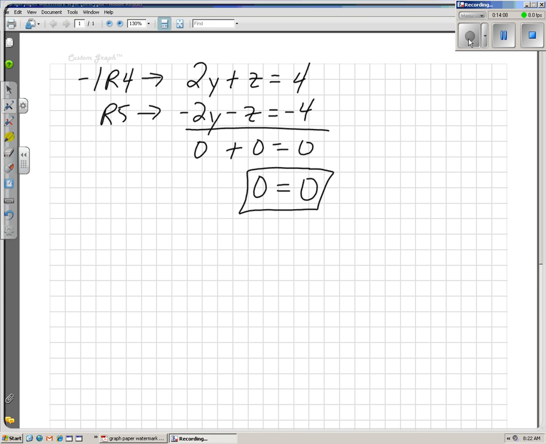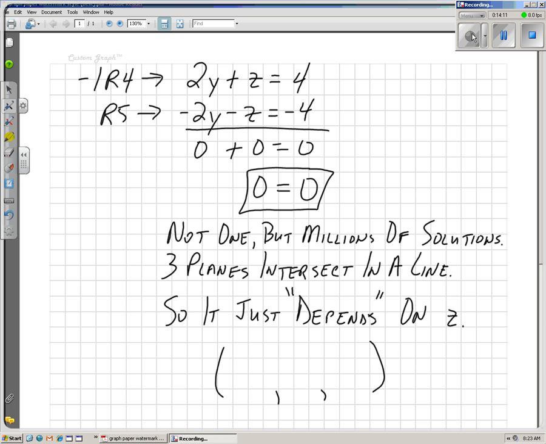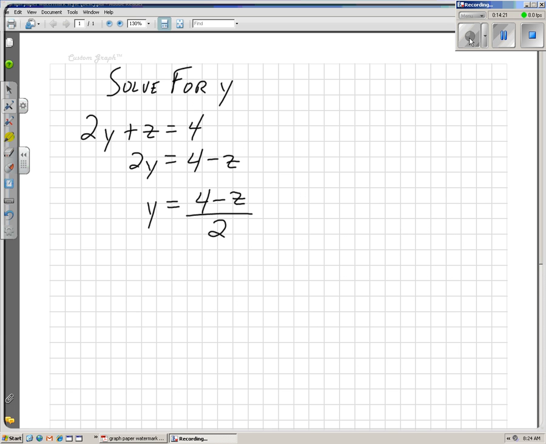So it all just kind of depends on what z is. So we're just going to call our z, z. We're not going to give it a number, and just express y and x in terms of z. So I use equation 4 or 5, and I plug in, I just solve for y. I get the y alone. And I get this expression here. So here's our answer so far. We know the z is just z. We know the y in terms of z would be (4 - z)/2.